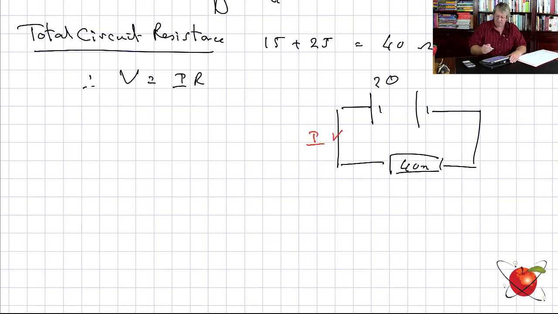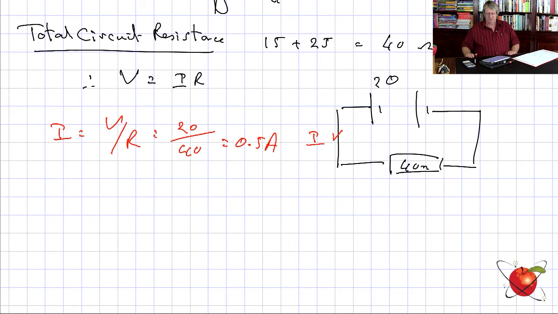Okay, then you can say I is equal to V over R. So that's 20 divided by 40, which is half an amp. Okay? Just basically going to show that we can check it. All right? So how do we go about these? What do we do? Let's just go through the recipe again in the last few minutes of this.